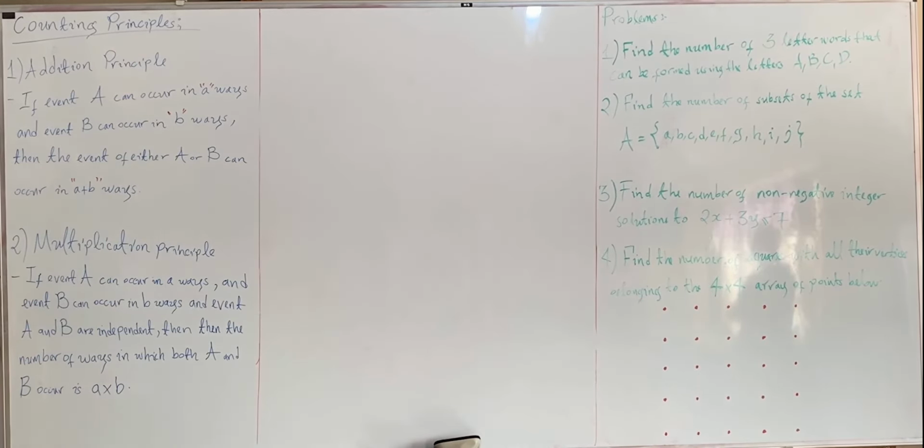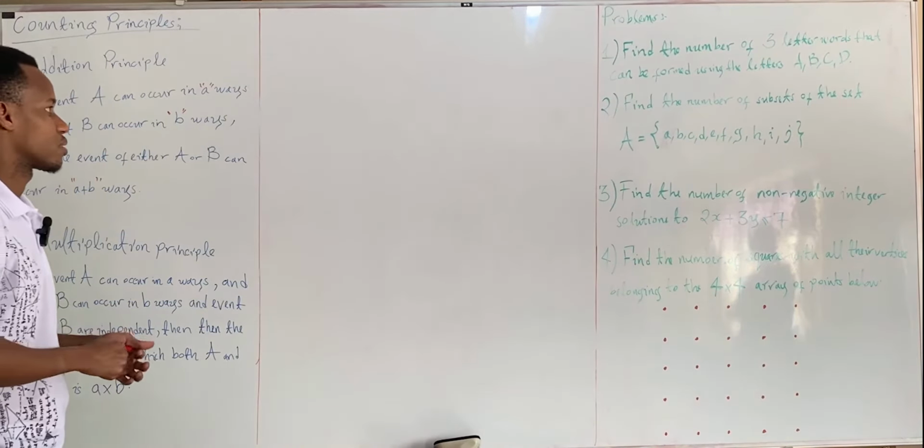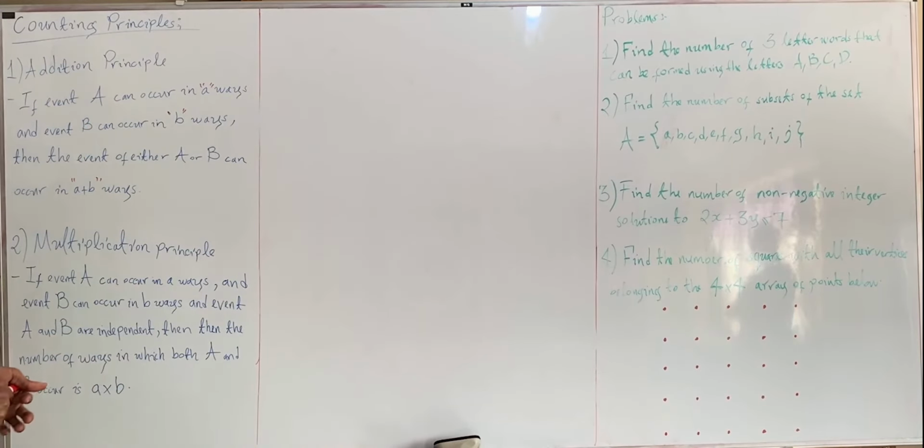So basically this is the addition principle as used in combinatorics or even in probability theory. Whenever you have either one event to occur or the other, then the total number of ways for one to occur or the other is the sum of the individual number of ways. And the second is the multiplication principle.